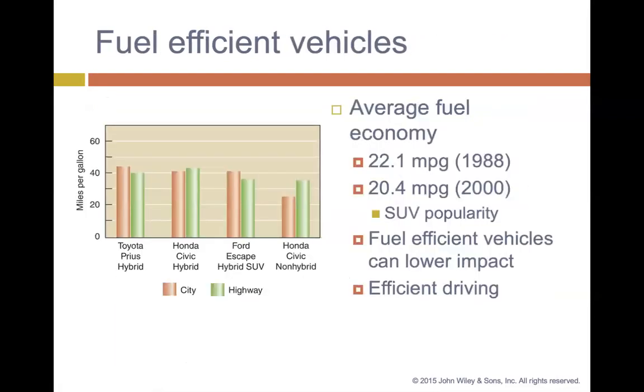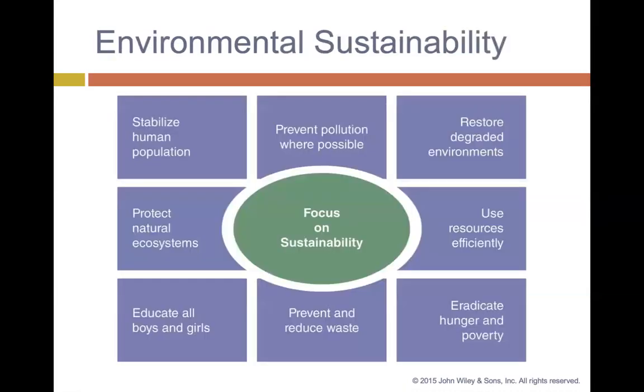Fuel efficient vehicles: average fuel economy decreased between 1988 and 2000. The miles per gallon decreased widely due to sport utility vehicles and the huge popularity of larger cars using more fuel. Fuel efficient vehicles can help lower the impact, as well as efficient driving can lower the fuel impact.